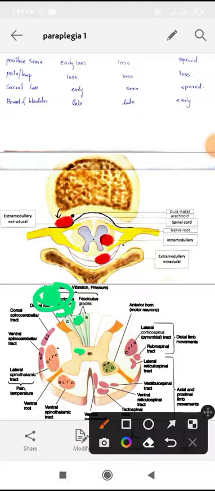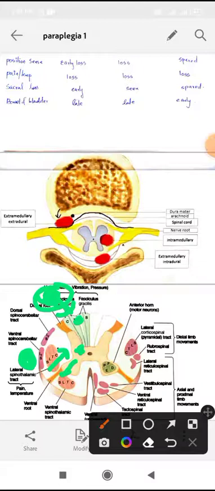Next, pain and temperature are lost in all three types. Now coming to the sacral loss. See this structure: first is sacrum, next lumbar, then thoracic, then cervical. As the sacrum is closest to the extradural, there will be early sacral loss in extradural lesions. The sacrum is most away from the intramedullary region, so sacral sparing is seen in intramedullary lesions.